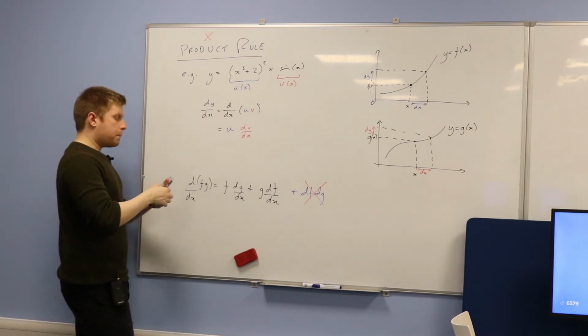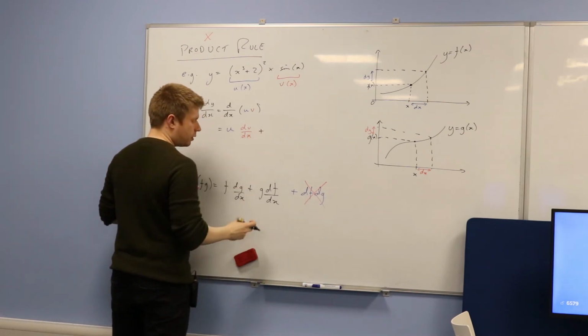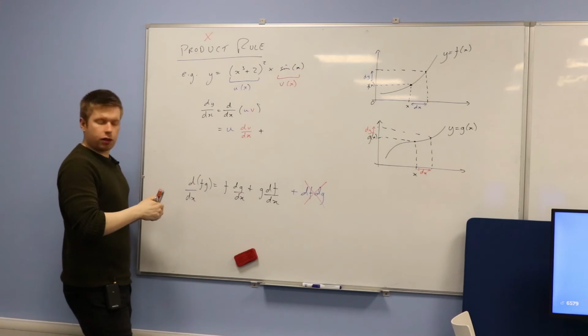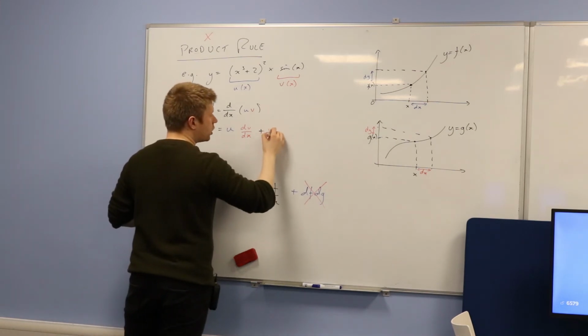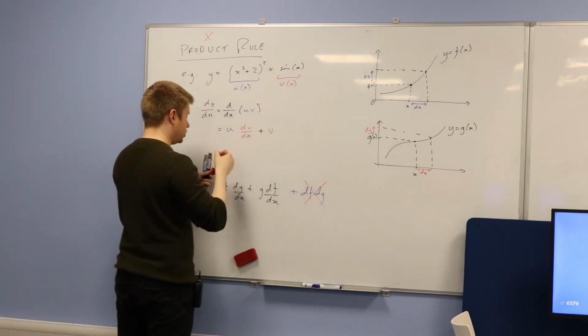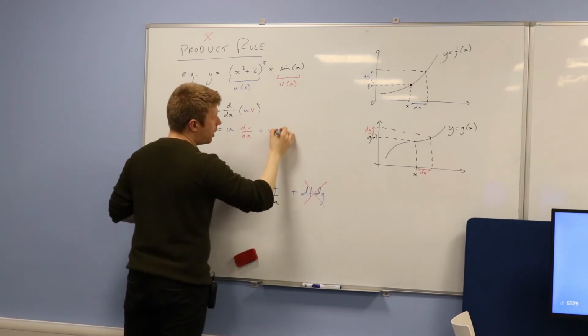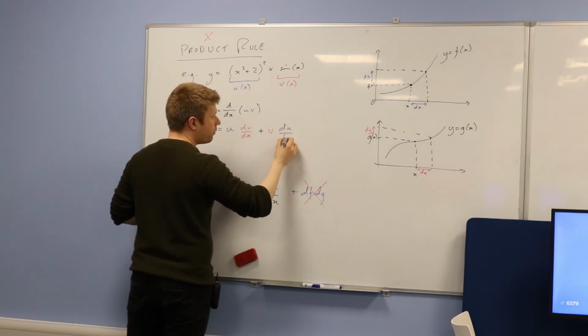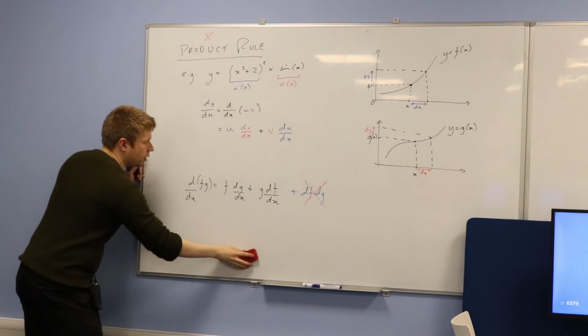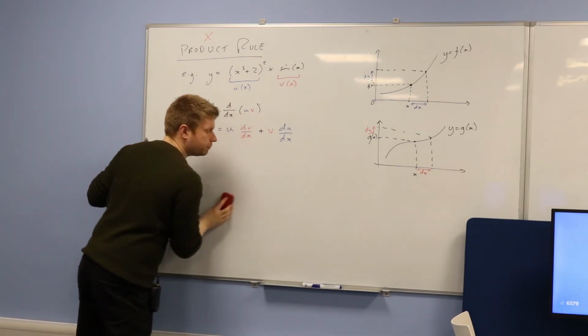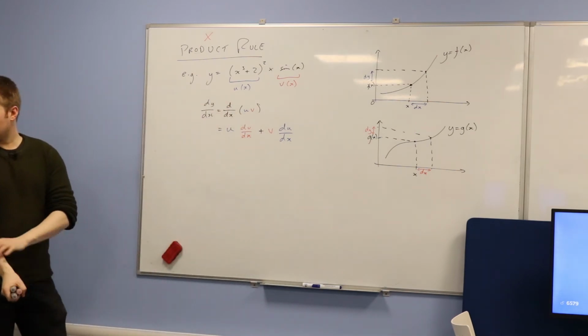Plus, then I just do it the other way around. Exactly the same thing the other way around. So I leave my second function alone, in this case it's g, and multiply it by the derivative of my first function. Okay? That would be the product rule.